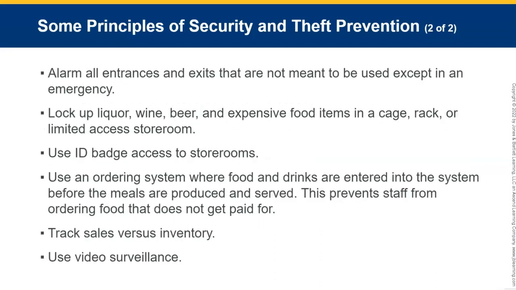Alarm all entrances and exits that are not meant to be used except in an emergency. Lock up liquor, wine, beer, and expensive food items in a cage, rack, or limited access storeroom. Use ID badge access to storerooms. Track sales versus inventory to make sure that you are not missing anything. And then you can always use video surveillance.